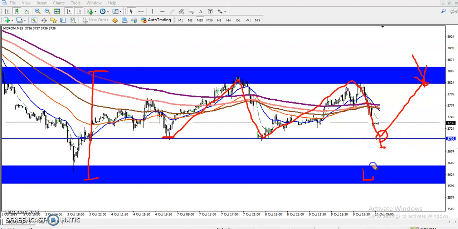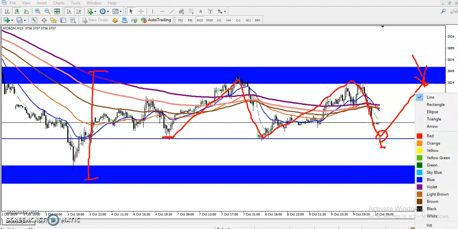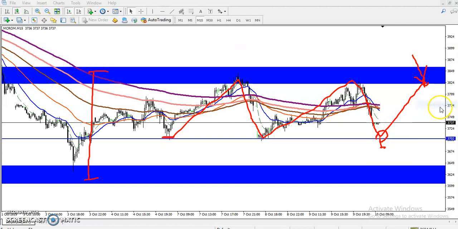Okay, let me remove this one. And let me show you a rectangle here. And this is called the no trade zone. Got it? This is the no trade zone. And if you want to trade, you just try to trade in between this area only, right?